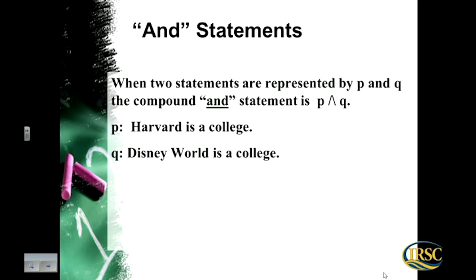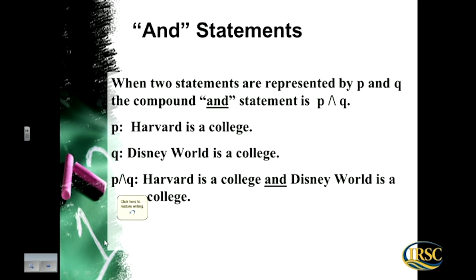And one of your homework questions might say, write this statement that's written symbolically in words. So you would have to look at these symbols and know how to translate that into English words. Okay, well, P stands for what? Harvard is a college, and Q stands for Disney World is a college, and then this symbol we just learned stands for and. So we're just making an and statement here. Harvard is a college and Disney World is a college. So that's your fill in the blank there.